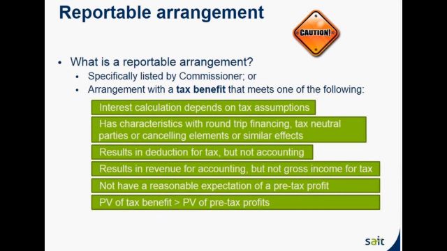Then on any transaction, if there's a tax benefit for someone, the characteristics of round-trip financing, a tax-indifferent party, or an accommodating person, so a person who is part of the transaction but doesn't get the consequences and all the real profit for that person, elements cancelling each other out, and that results in a deduction for tax purposes, but not for accounting. So you're claiming a deduction for tax, there's no expense for accounting. It results in revenue for accounting purposes, but not gross income for tax purposes.